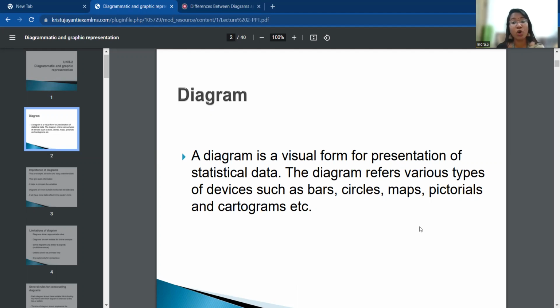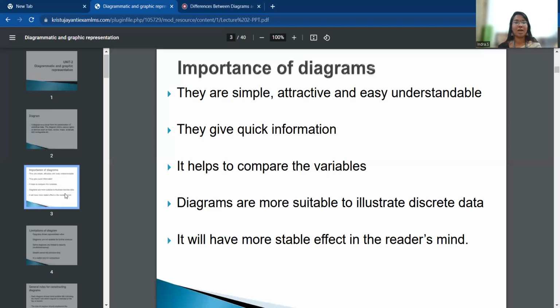Now, diagrams can be of different types. What are these diagrams? Bars, circular diagrams, maps, pictorials, and different types of cartograms are called diagrams. Anything which is attractive to a layman to understand, with a few other concepts or attachments, like a bar diagram or a line diagram. Anybody can understand a diagram, but it is difficult for a layman to understand statistical information. If that information is put together in the form of a pictorial representation, it is very easy for us to understand.